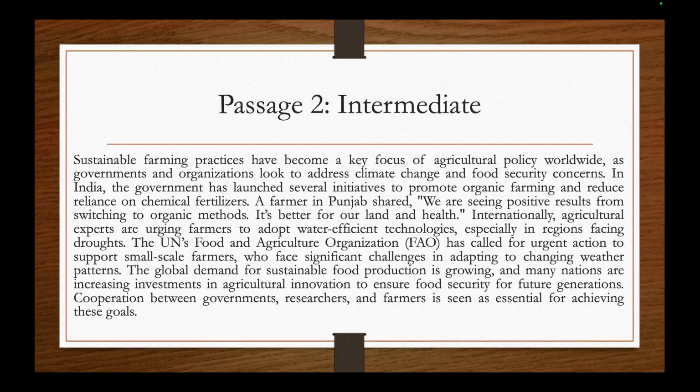The global demand for sustainable food production is growing, and many nations are increasing investment in agricultural innovation to ensure food security for future generations. Cooperation between governments, researchers, and farmers is seen as essential for achieving these goals.